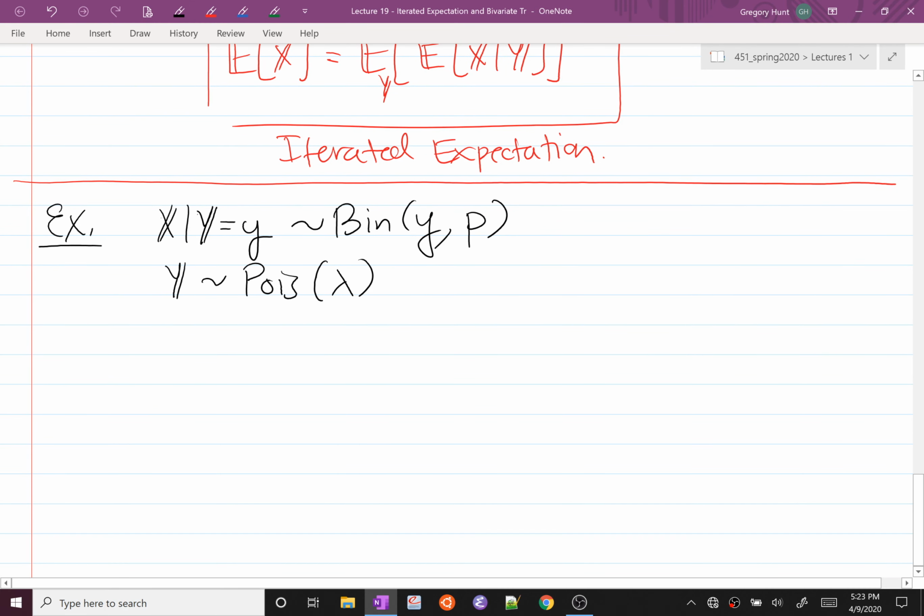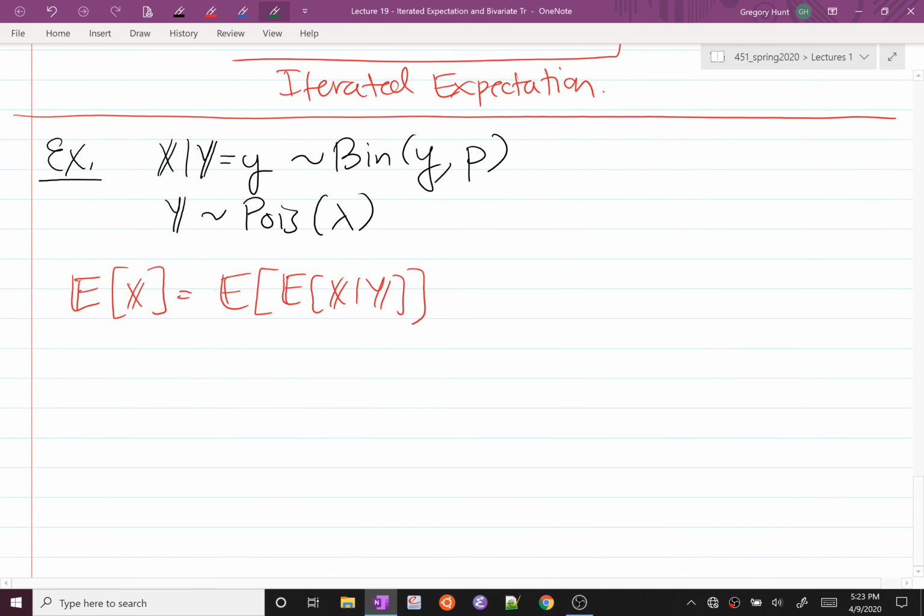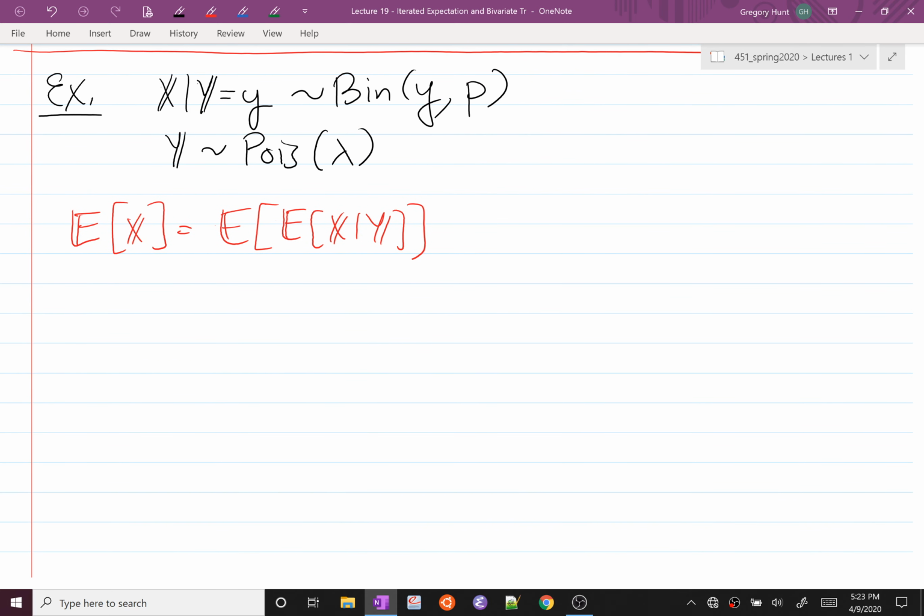So we did this problem last time. We actually calculated the expected value of x. But now I have a shortcut: the expected value of x I can calculate with my iterated expectation formula. It is the expected value of the expected value of x given y. And so I basically need to figure out the different parts of this to do the calculation.